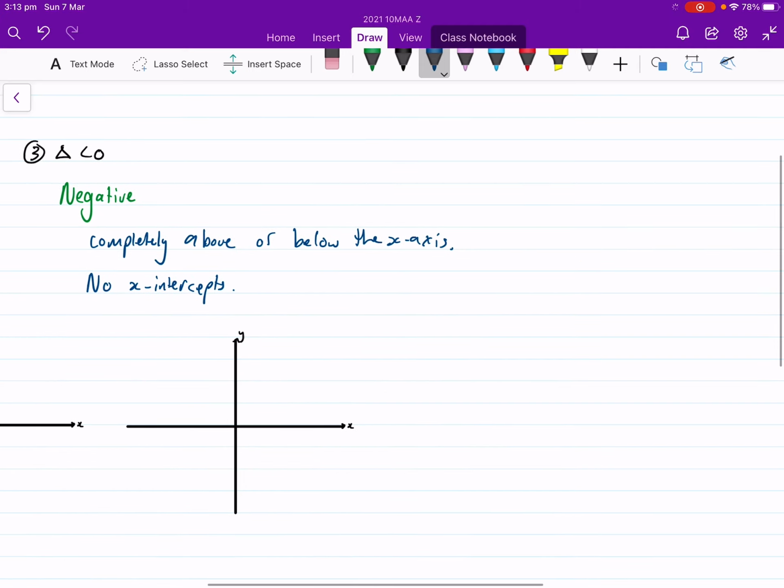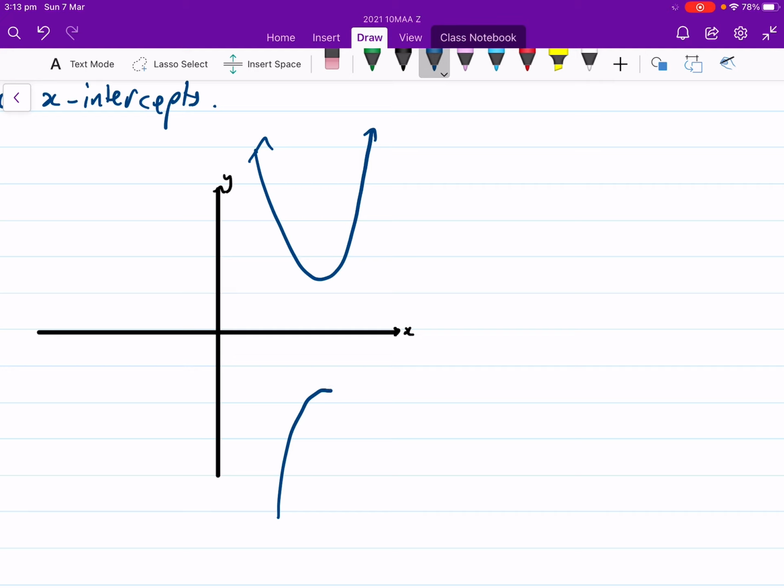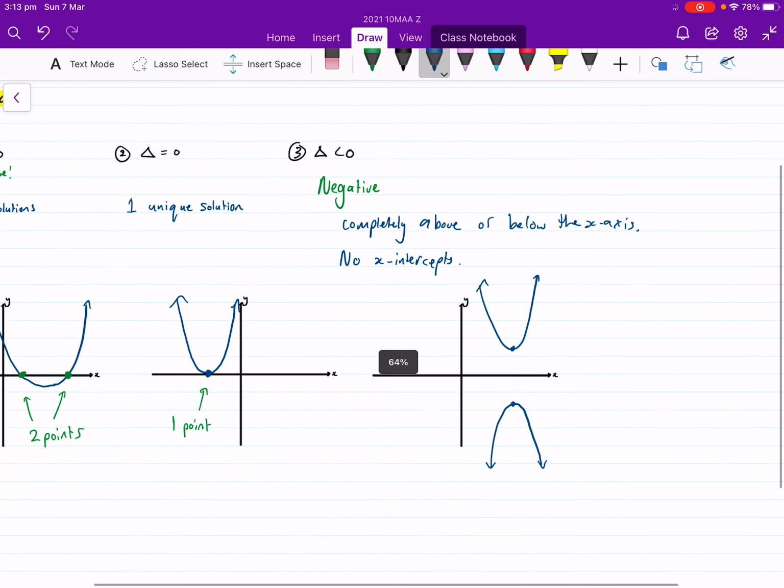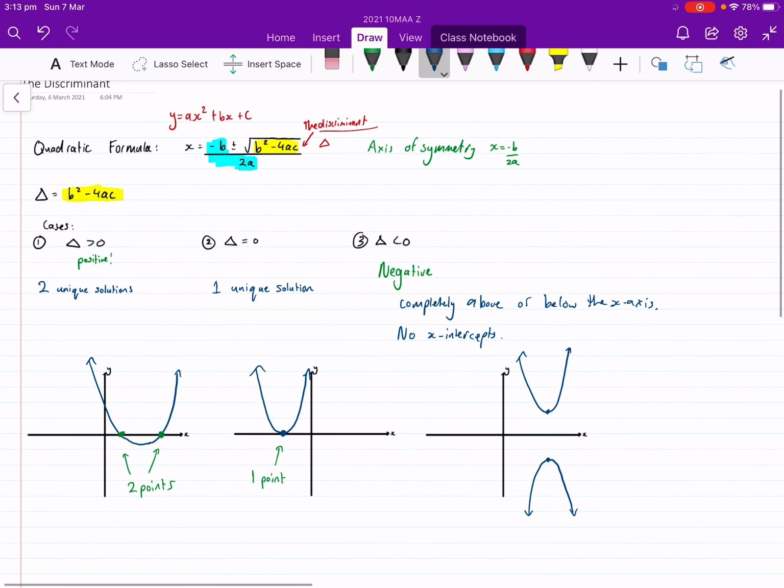If you actually put that in the quadratic formula in your calculator, it would come up with an error. So technically you can solve it, but not in the real number system. Okay, so it could look something like this, or it could look something completely below like this. So there are no x-intercepts. So that's the discriminant.